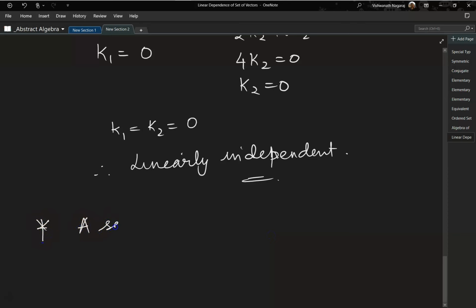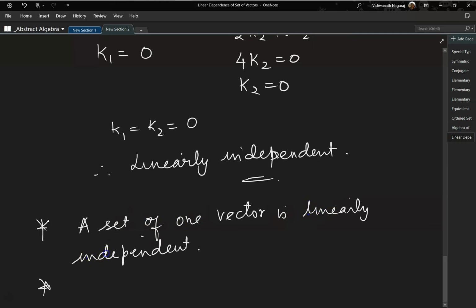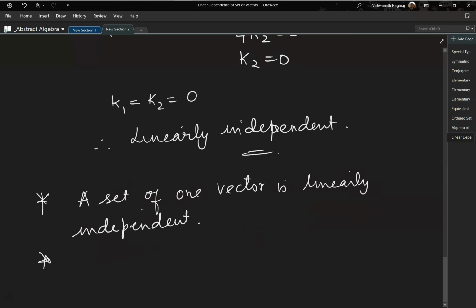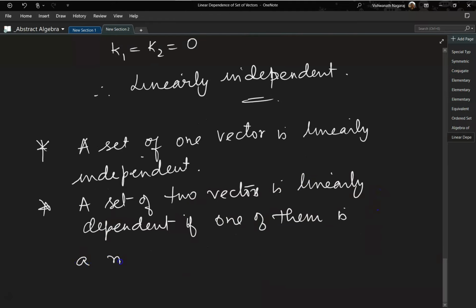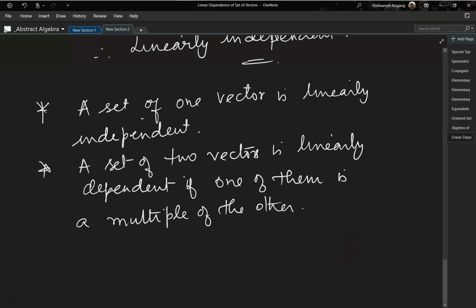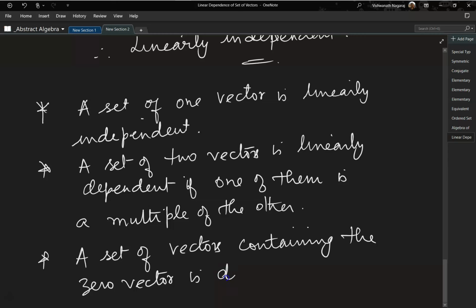Okay. Now, important points. A set of one vector, there is only one vector, is linearly independent. A set of two vectors is linearly dependent if one of them is a multiple of the other. That means both the vectors will lie on the same line. Third point. A set of vectors containing the zero vector is dependent.